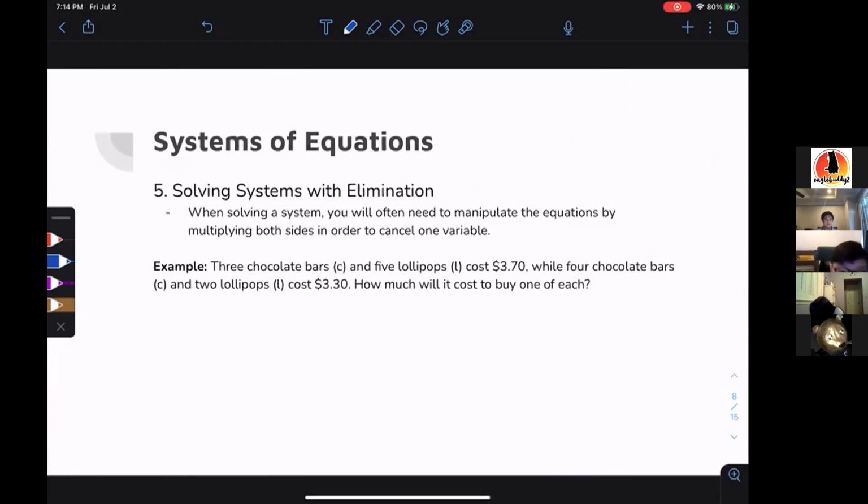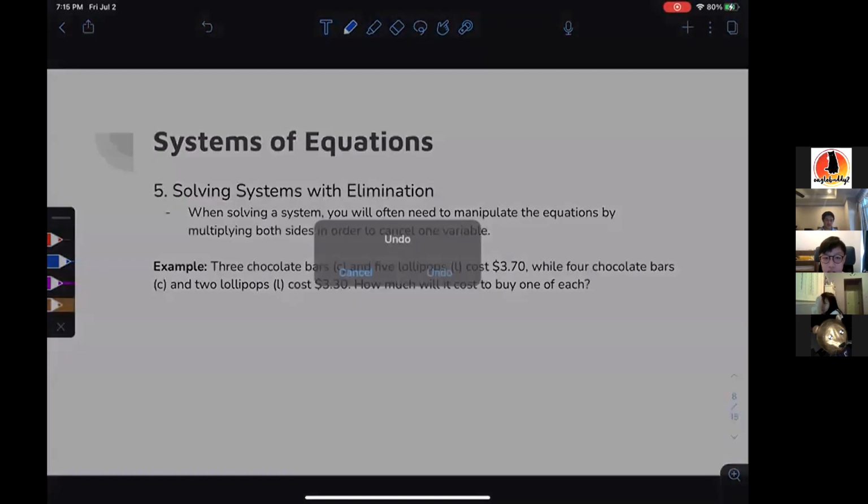For this example, we have 3 chocolate bars and 5 lollipops cost $3.70, while 4 chocolate bars and 2 lollipops cost $3.30. And you want to find out how much it will cost to buy one of each.